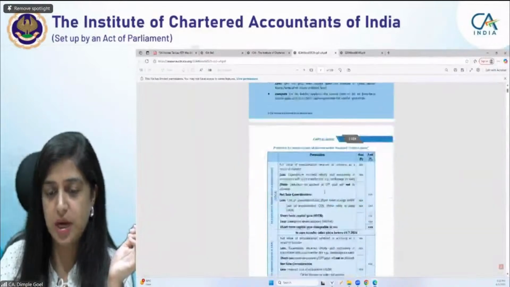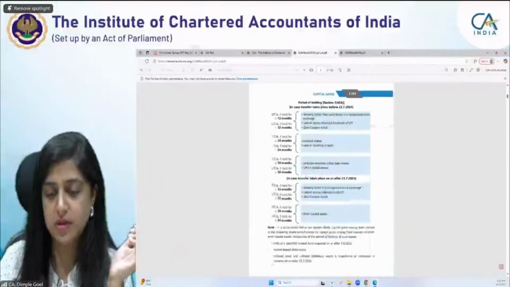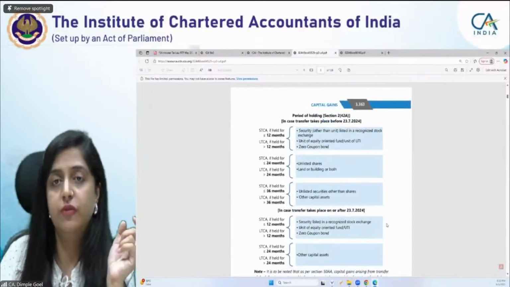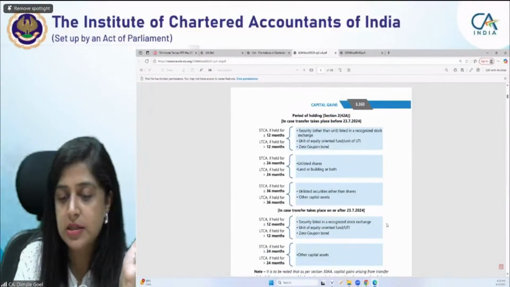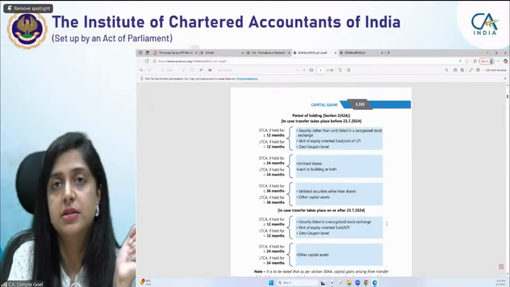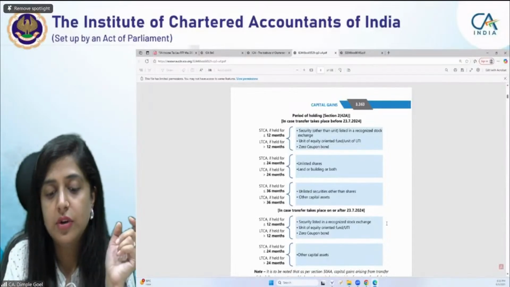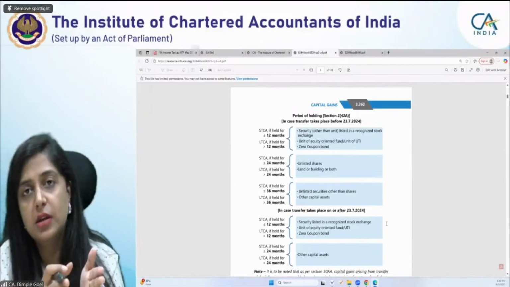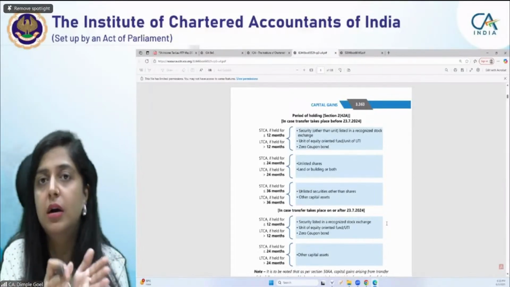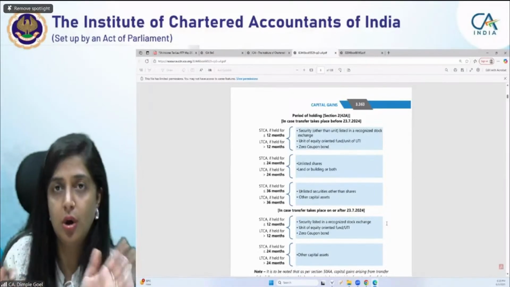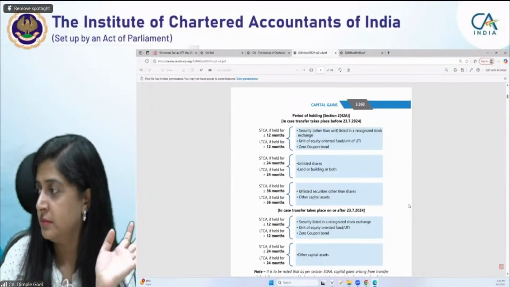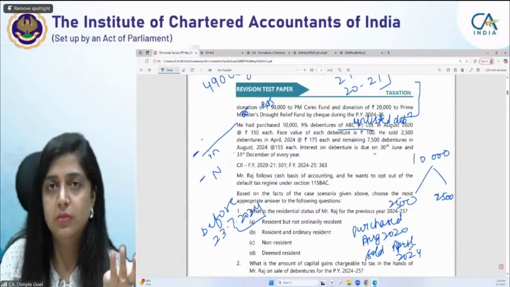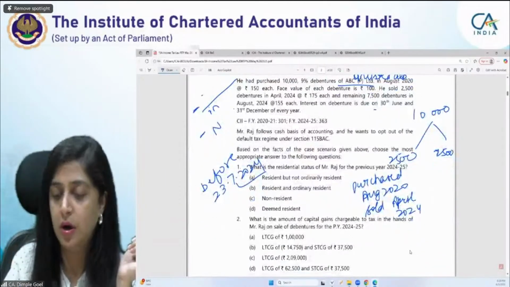Look, this is your chapter. This is a summary also. I'll just revise the summary. See, in case of transfer that took place before 23rd July, for unlisted securities other than shares, these are debentures, the period of holding is 36 months. So if it's less than or equal to 36 months, it's short term. If it is more than 36 months, it's a long-term capital asset. So in our case, it's more than 36 months, so it will be a long-term capital asset.